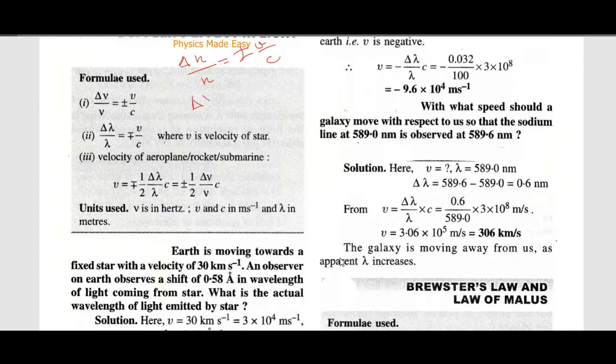And then if we write the same formula in terms of wavelength, then minus comes first and plus comes after that. Velocity of an aeroplane, rocket or submarine, there is correction of by 1/2. Minus plus 1/2 delta lambda by lambda into C and plus minus 1/2 delta nu divided by nu into C, where nu is in hertz.